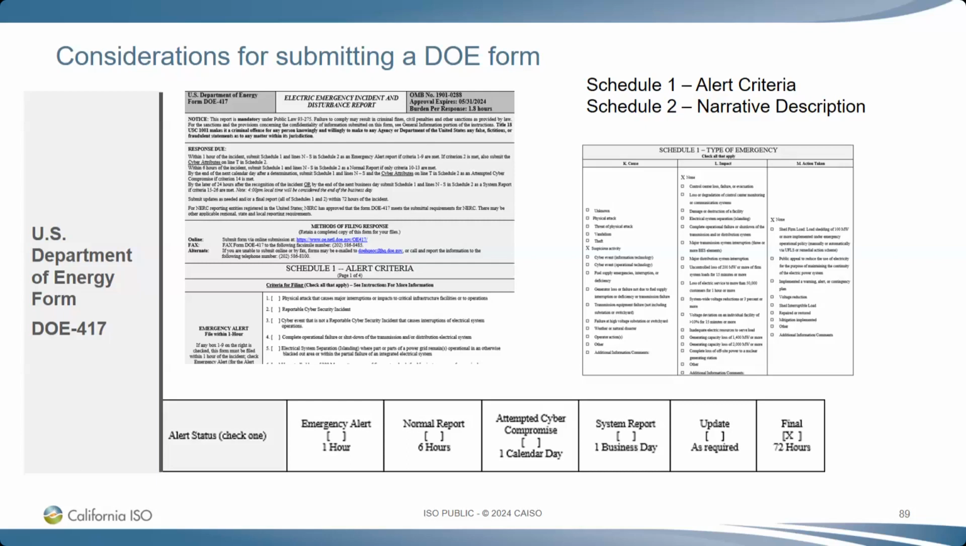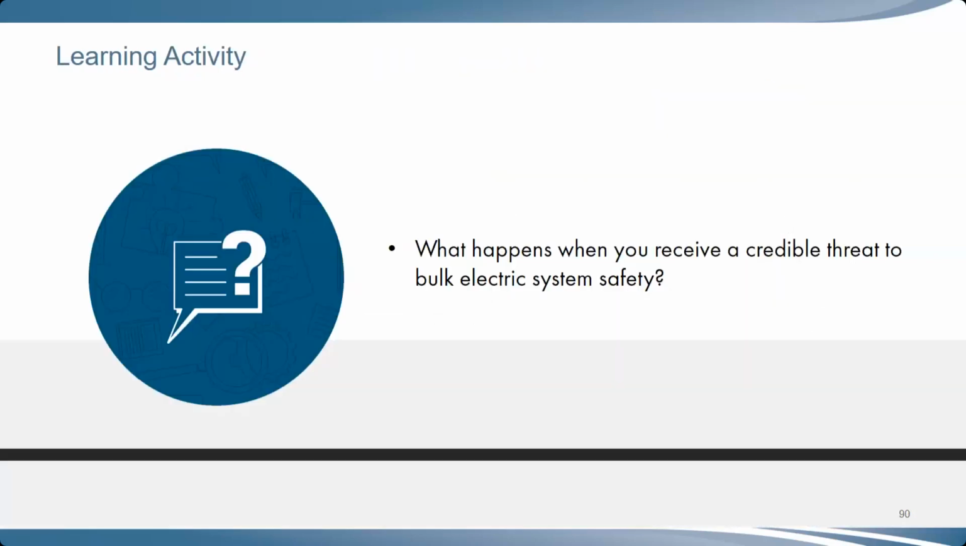Normal report, 6 hours. Attempted cyber compromise, 1 calendar day. System report, 1 business day. Update as required, so that you can go back and update this as you find more information, and the final needs to be in there within 72 hours. So I know that was very quick, but it's something to be thinking about.